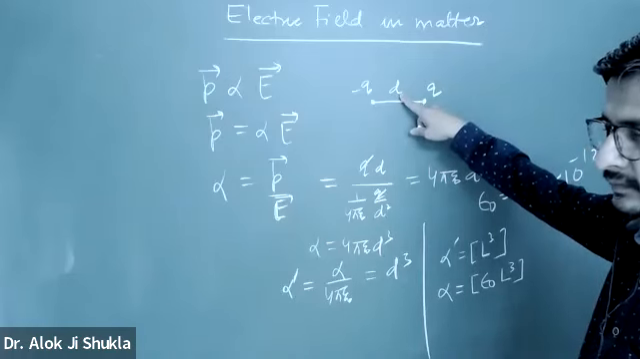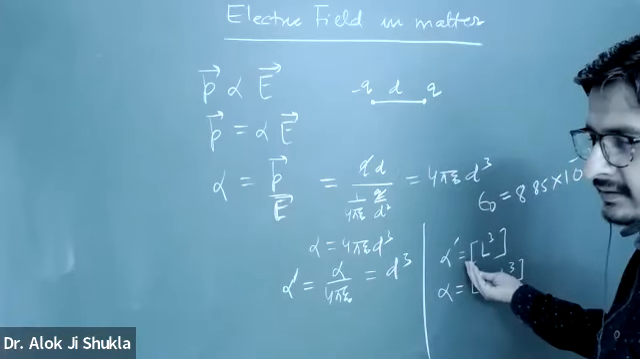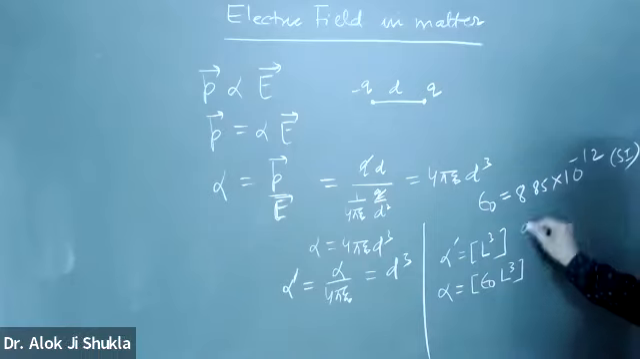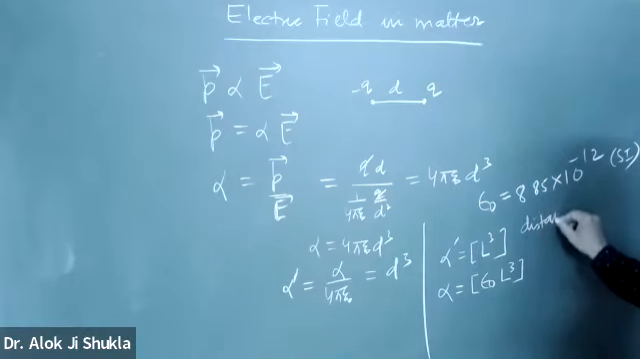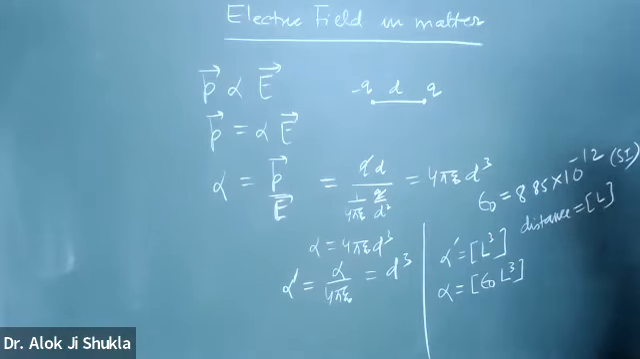Okay sir, distance. So distance is length in dimensional analysis. So distance is equal to what? If you want to write the dimensional formula for distance, it will be length. Okay. Yes. Okay sir.